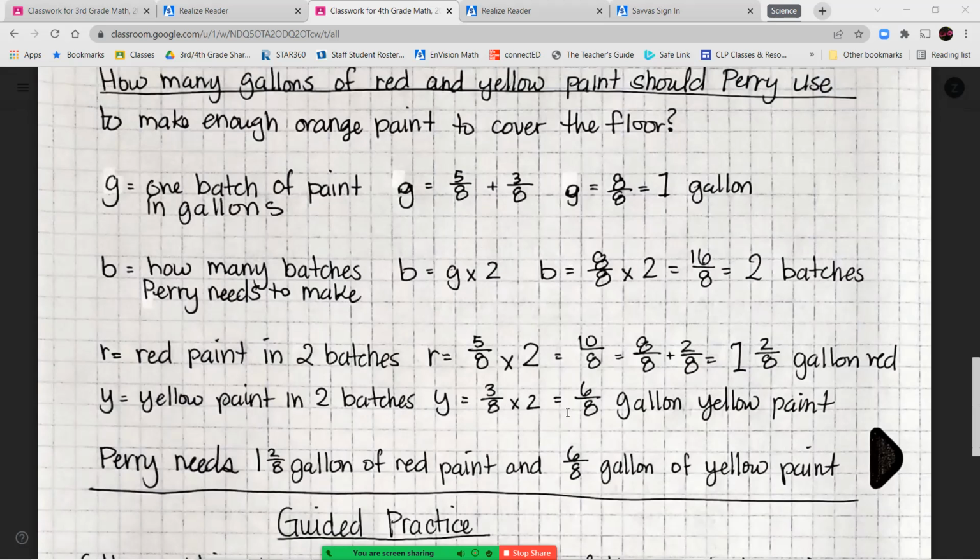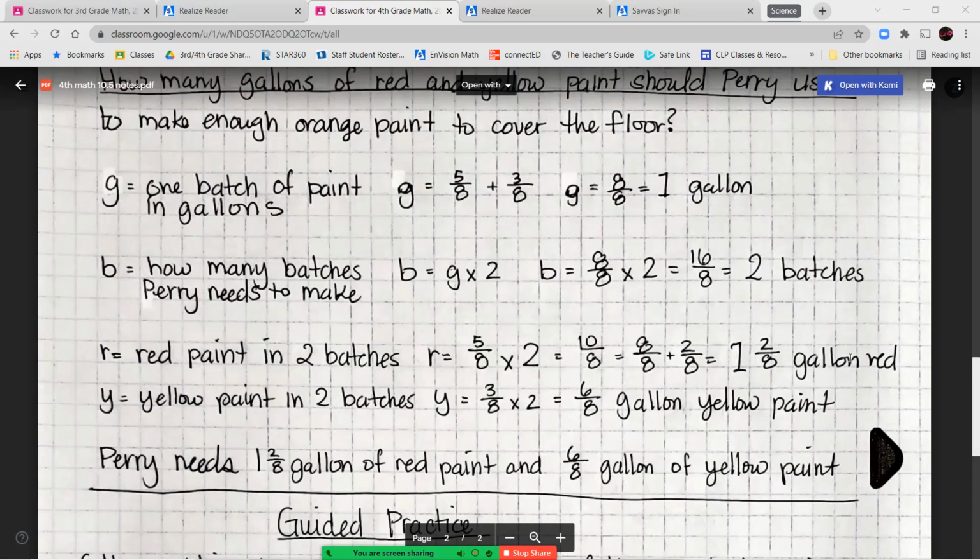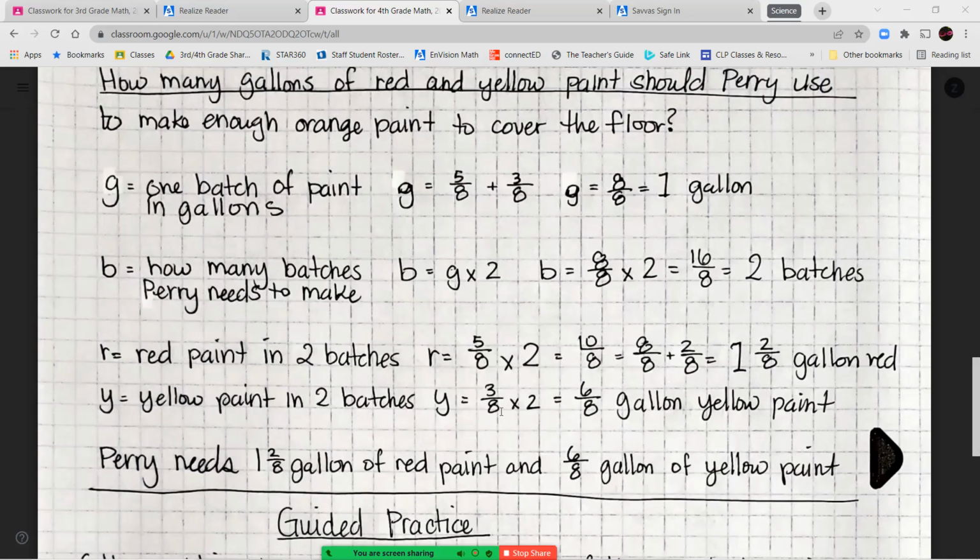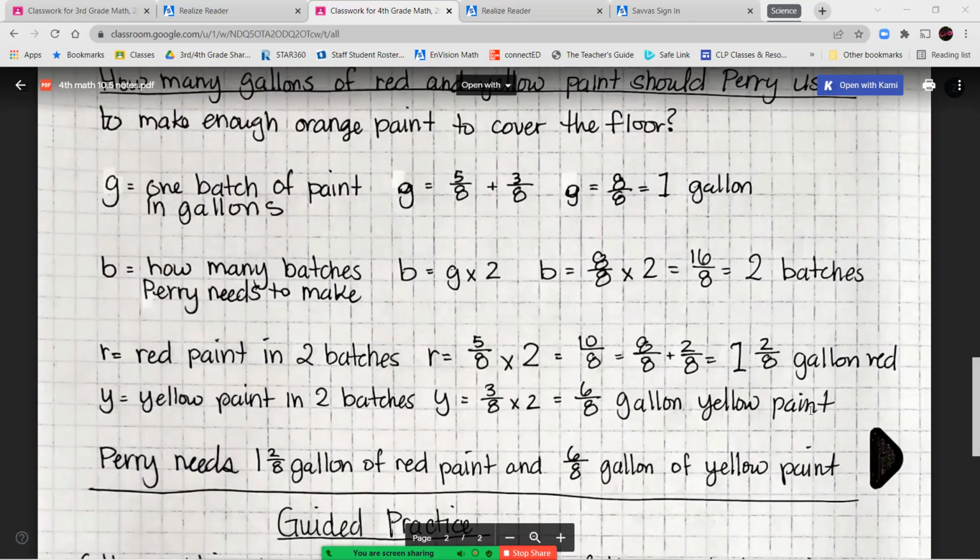Now remember, we're only multiplying our whole number times our numerator. So 5 times 2 is going to give us 10. And that 10 is still going to be over the same denominator of 8. So 10/8 is the same thing as saying 8/8 plus 2 more 8s. And that tells us that he needs 1 2/8 gallon of red paint. For the yellow paint, he needs 3/8 times 2. So 3/8 times 2 is 6/8. So he needs 6/8 gallon of yellow paint.